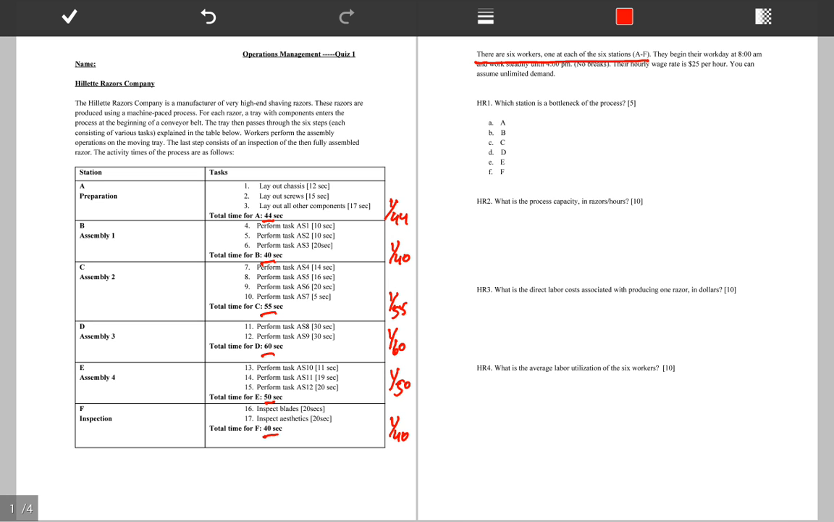The capacity is expressed as units per second. Well, we can see that this is the slowest capacity. That's why D is the answer.